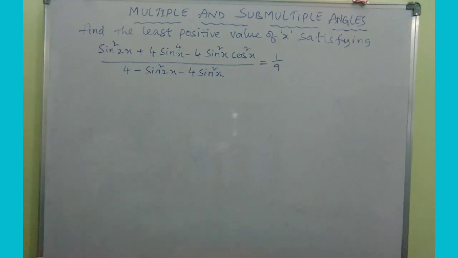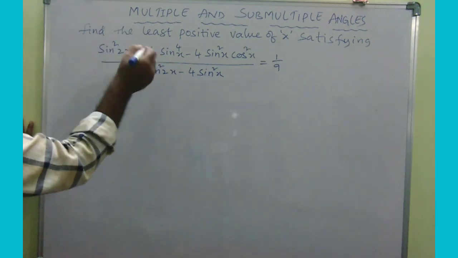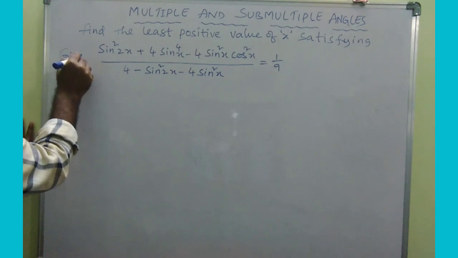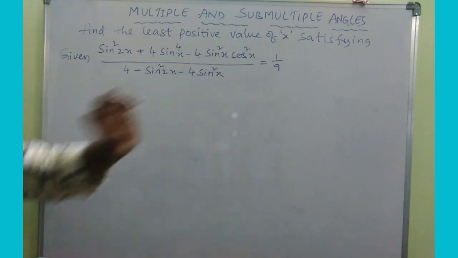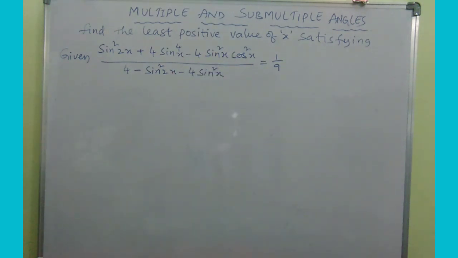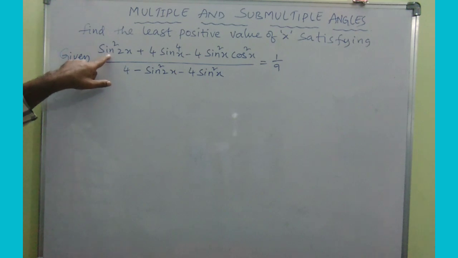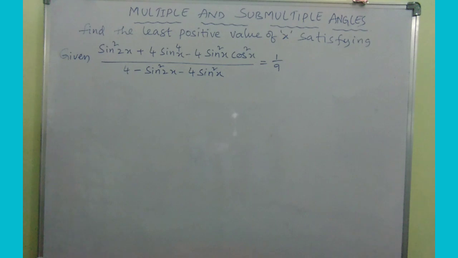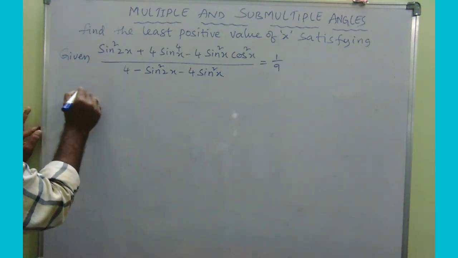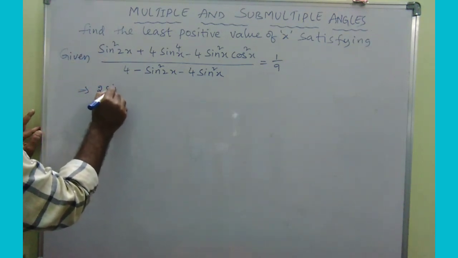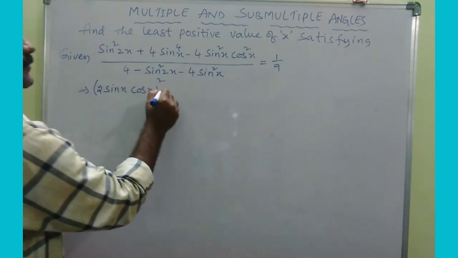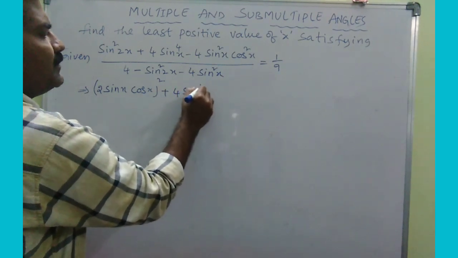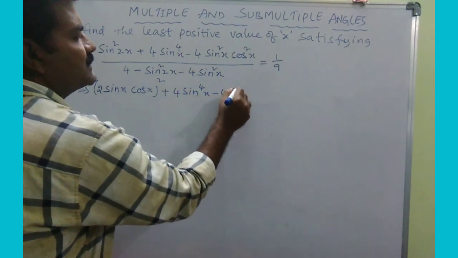Okay, so let us take this condition once again. What is given? Everything is equal to 1 by 9. Right? Now see, this is sin square 2x, nothing but sin 2x whole square. What is sin 2x whole square? So this is 2 sin x into cos x entirely whole square plus remaining terms you can write as it is.